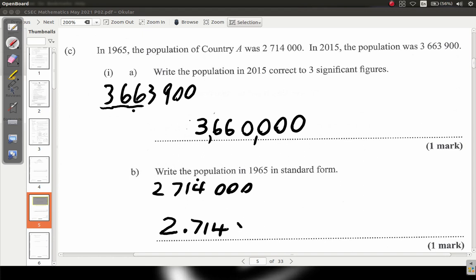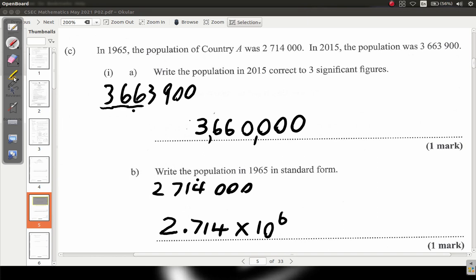You multiply by one and some zeros, so you have 10 to a certain power. Now, 2.7 million, you're going to have to multiply by a million. So 1 million is 10 to the 6th power. So that's how you go: 2.714 times 10 to the 6th. You see?